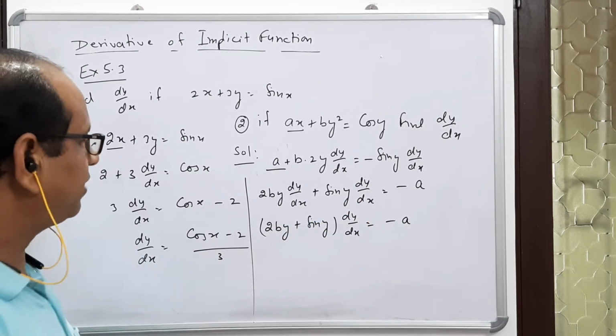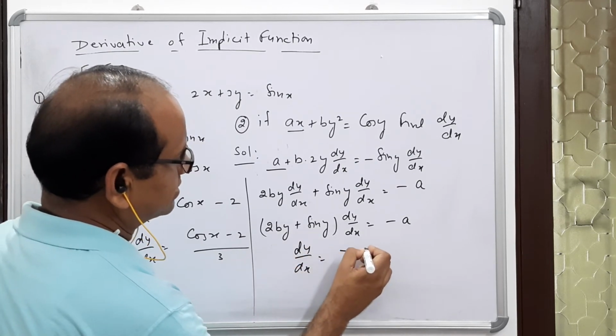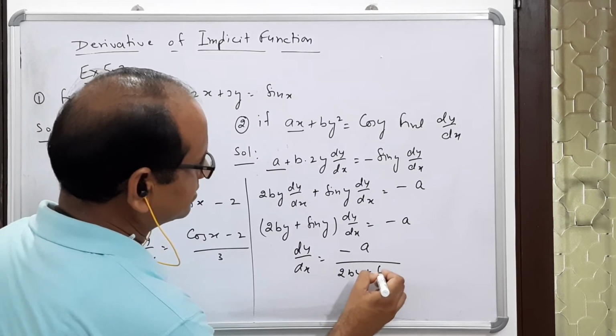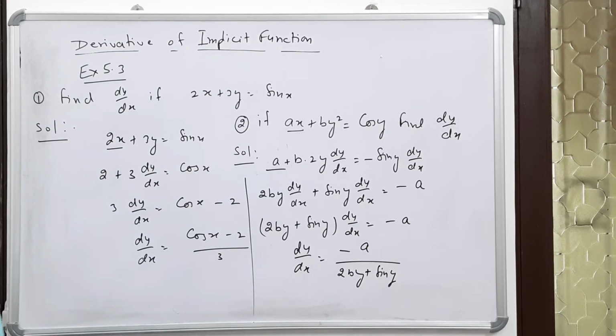Now to find dy by dx, we will divide minus 2ax by 2by plus sin y. So this is the value of dy by dx.